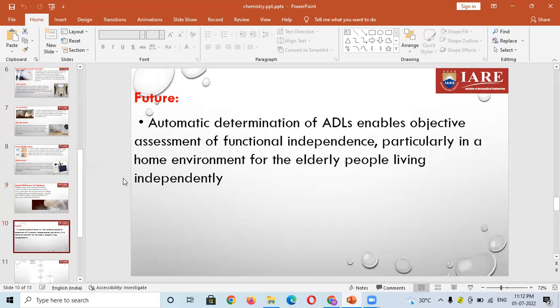Future. Automatic determination of ADLs enables objective assessment of functional independence, particularly in a home environment for elderly people living independently. So these are the seven types of sensors that are very useful for elderly people living independently in houses.